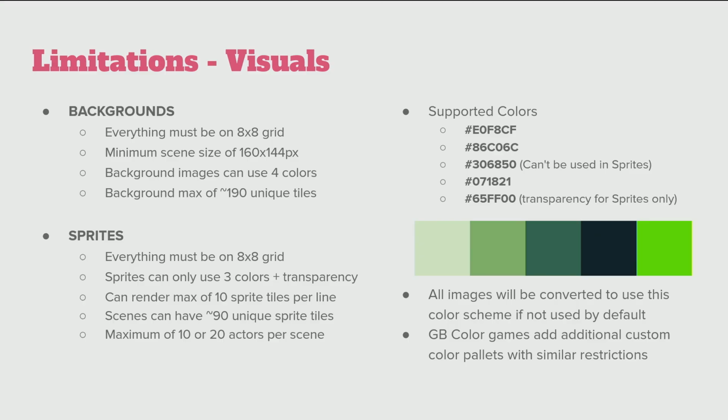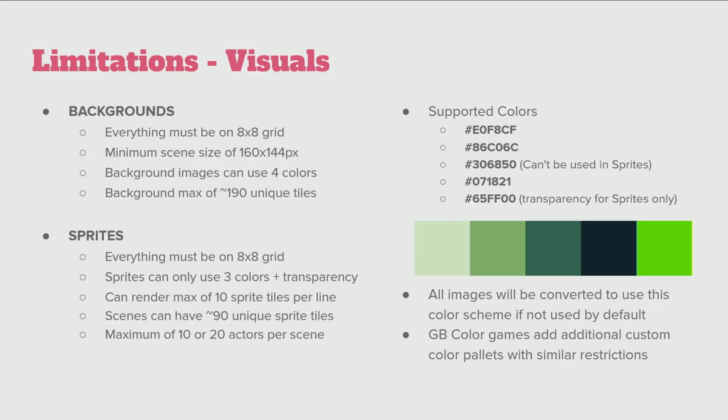Scenes can have 90 unique sprite tiles. So every piece of a sprite counts as one of those tiles, every 8x8 piece. So don't have too many different animation states for your actors because you won't be able to draw all of them. And finally, you could have somewhere between 10 to 20 actors per scene, depending on how big the scene is. So small scenes could have 10, big scenes could have about 20.